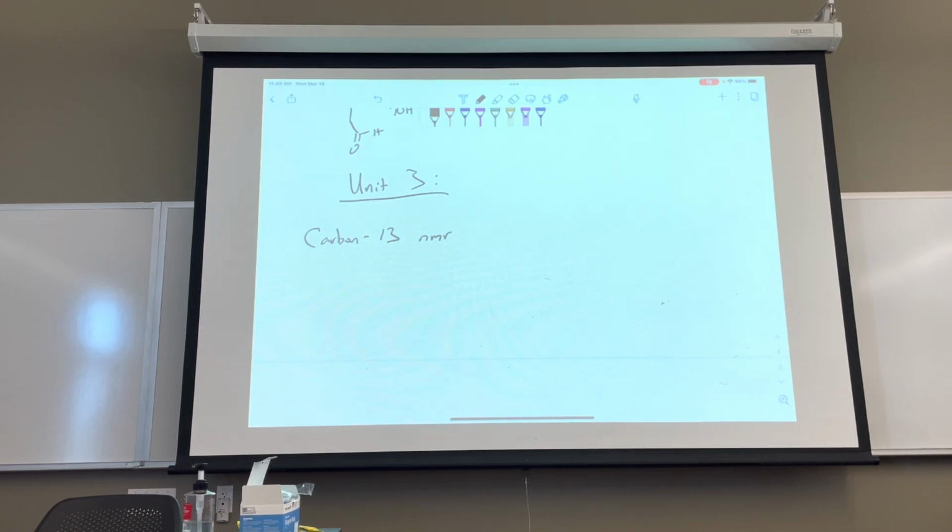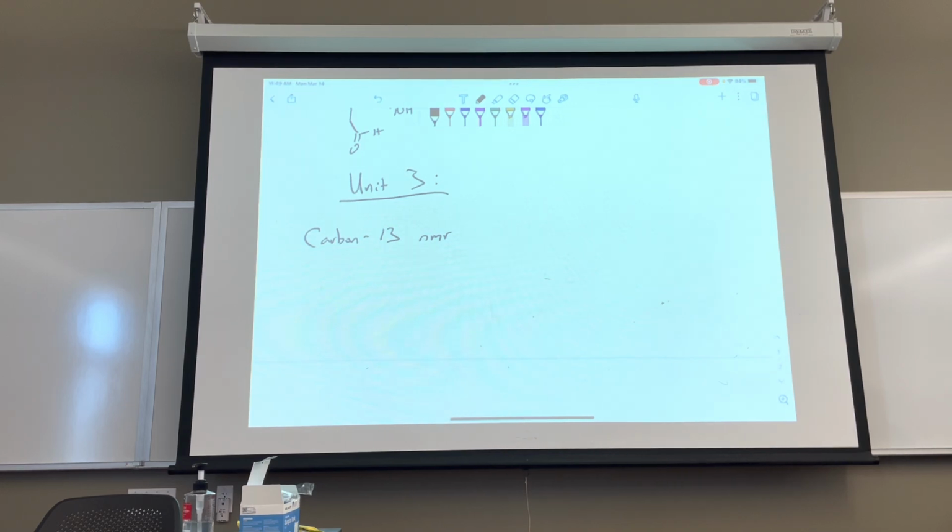So I'm going to switch over to the slides in just a second, but I did want to mention, you have all been exposed to NMR at this point. You had proton NMR. You probably spent a good chunk of time last semester learning proton NMR. And I think I have some good news for you.